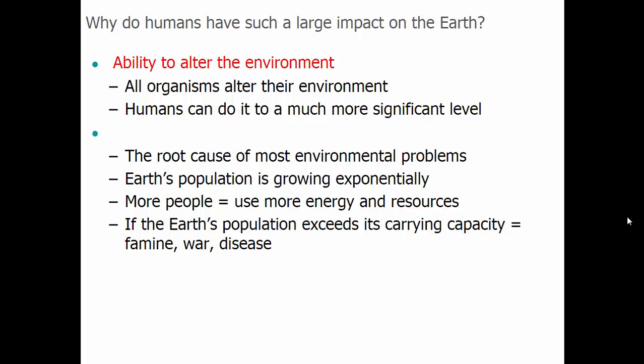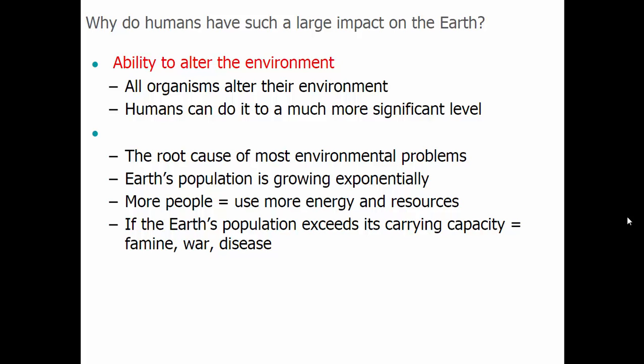Some species have a big impact, for example, a beaver has a huge impact. It can turn a stream ecosystem into a lake ecosystem, completely affecting the surrounding vegetation and plants and animals. So that's a big impact, but humans can do much more.